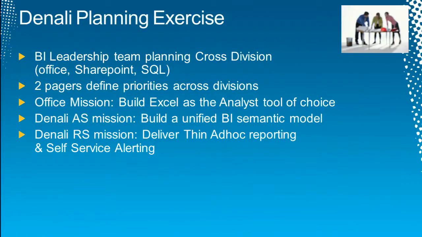We said that basically the Office mission is to make Excel the best analyst tool of choice. So for all the high-end capabilities that you want, the calculations, data manipulation, statistical analysis, all that stuff, that's the Office mission and the Excel mission. The AS mission is to build a unified BI semantic model. This is a gap that we've known has been there for a long time, and we filled it very well because we had three of them. And we filled it a little too well. We came back and said, no, we can't really do that anymore. We have to have one unified BI semantic model. And that's the mission that the AS team now has.